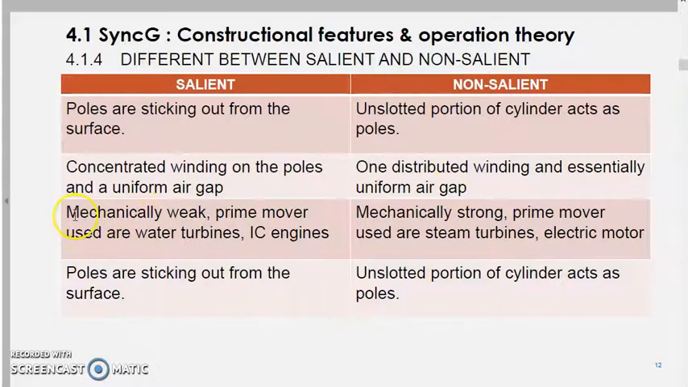The mechanical weakness of the salient pole is more prominent compared to non-salient. So we use it in the water turbine as the prime mover. Meanwhile, your non-salient pole will be constructed in a factory base. This one is manual base, this one factory base. So it will be mechanically stronger compared to the salient pole.